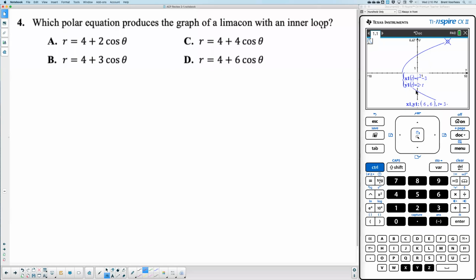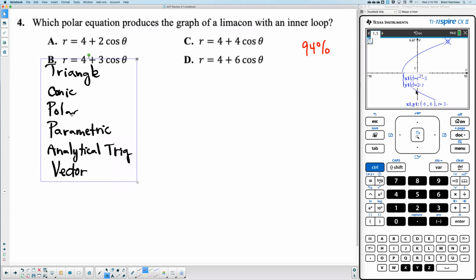Number 4 is the highest scored question on the entire test. Y'all got this right 94% across classes. 94% of y'all got this one correct. It says, which polar equation produces a graph of a limacon with an inner loop?